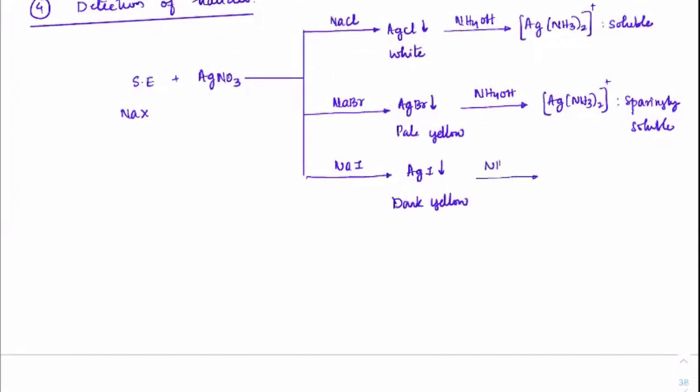But with AgI and NH4OH, there is no complex formation here, because sometimes it becomes difficult to distinguish between pale yellow and dark yellow. So just to reassure that it is iodide, you react with ammonium hydroxide. If this dark yellow precipitate is not changing at all, which means no reaction is happening, it definitely has to be the presence of iodide. But if some amount of pale yellow has formed and is slowly getting dissolved, it must be bromide. For white precipitate, it is pretty clear that it has to be AgCl.